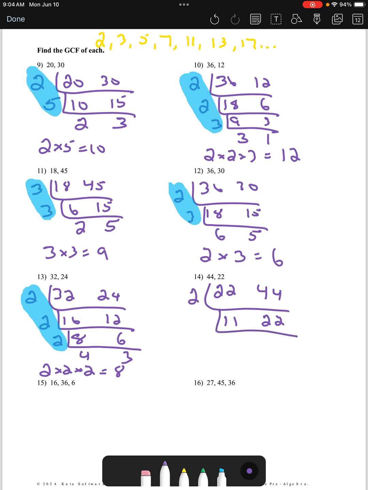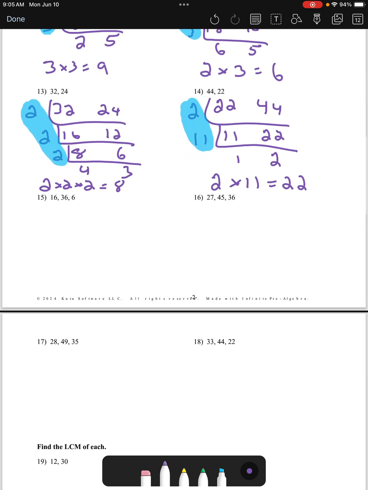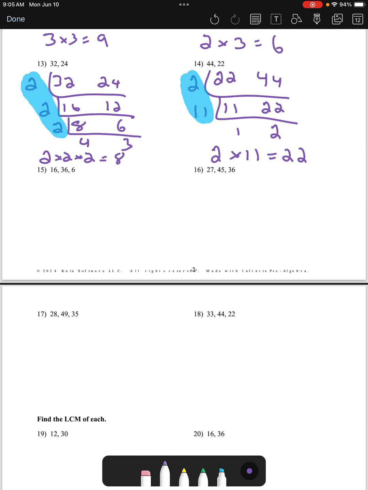Will they both divide by 2? Yes. Half of 44 is 22. Half of 22 is 11. Will they divide by 2? No. 3? No. 5? No. 7? No. 11? Yes. 11 divided by 11 is 1. 22 divided by 11 is 2. Once we have prime numbers on the bottom, we know we're done. Our GCF is 2 times 11, which is 22.